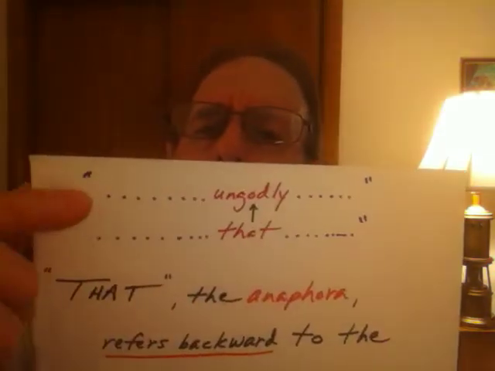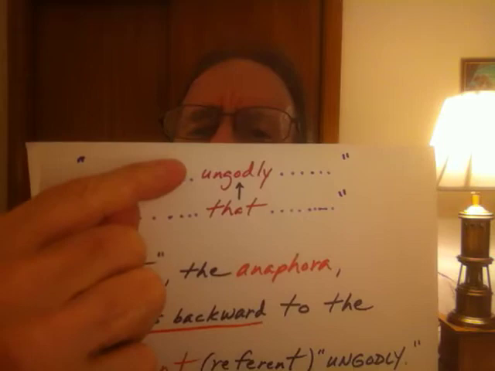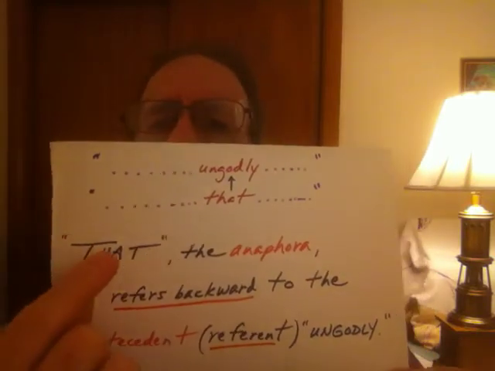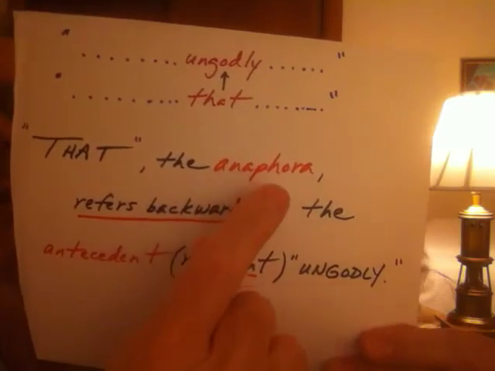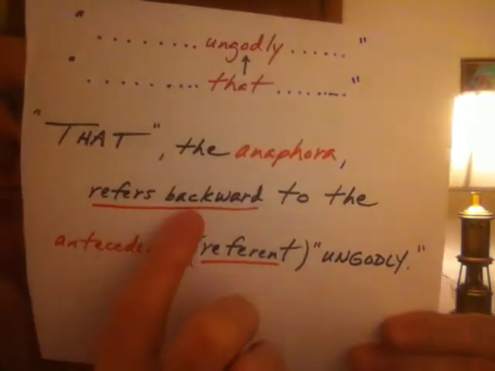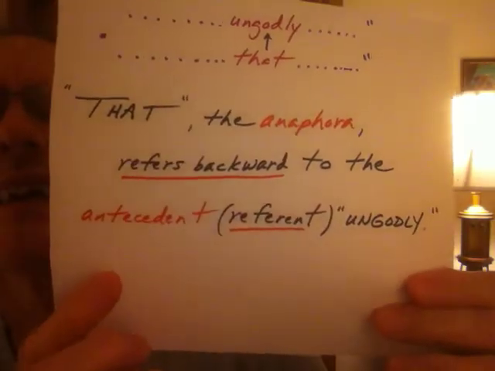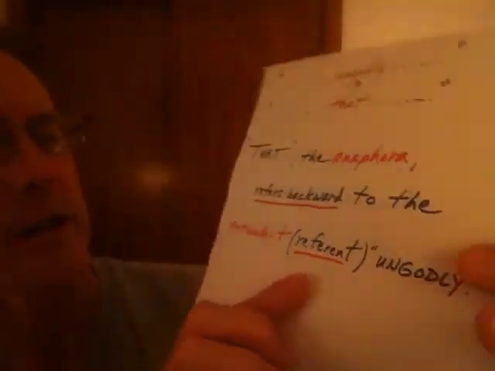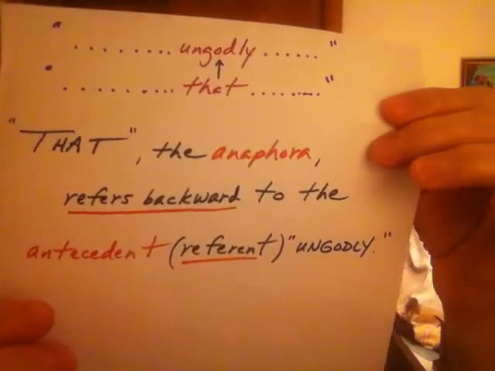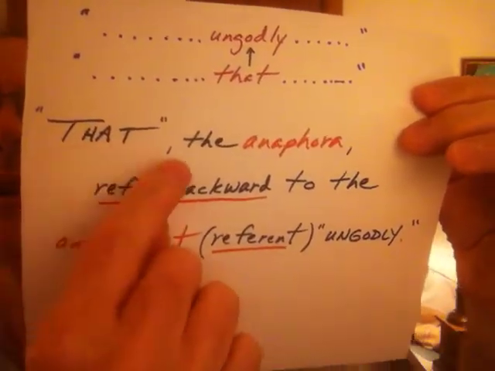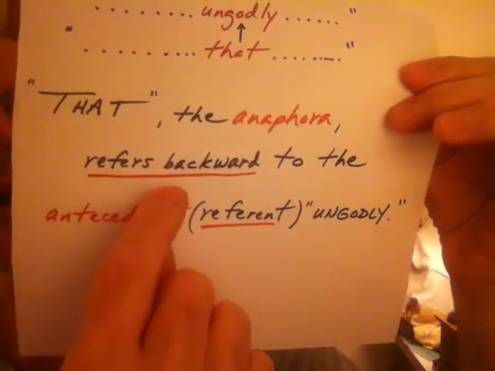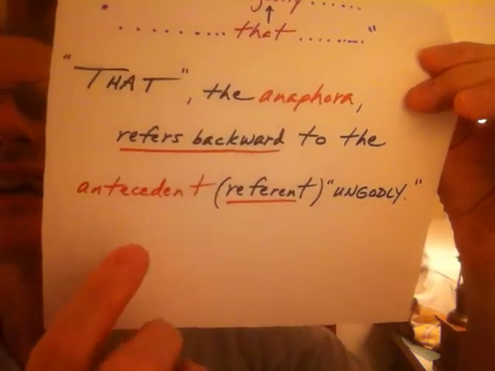So you see that the word "ungodly" was given to us before in the first example sentence, and then "that" came later. So "that," the anaphora, refers backwards to the antecedent. You could call it a referent, "ungodly." And for the word "that" functioning as an adverb, that's all I need to say.